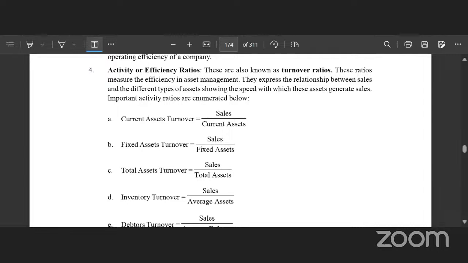So these ratios express the relationship between sales and the different types of assets. Current assets turnover is sales by current assets, fixed assets turnover is sales by fixed assets, and total assets turnover is sales by total assets, where total assets here means fixed assets plus current assets.